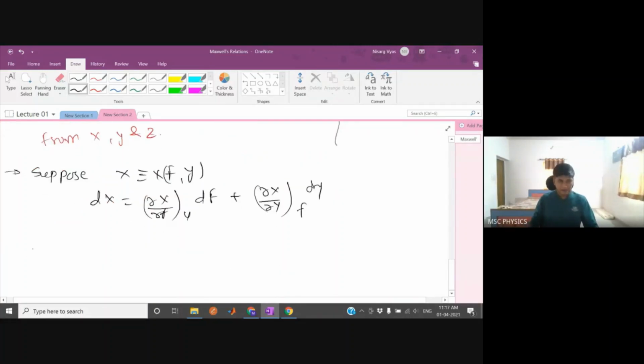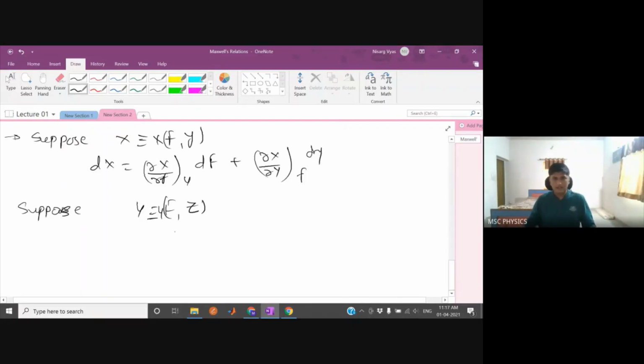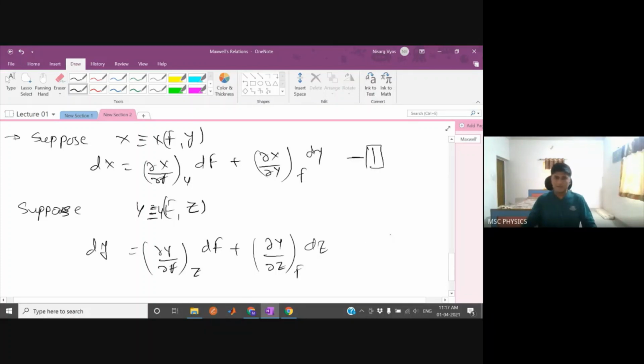Okay, now if suppose instead of x you want y to be a function of something, so y is a function of f and maybe z. This is from your book. So if suppose y is a function of f and z, then you can write dy as del y by del f at constant z df plus del y by del z at constant f dz. Now this is equation number 1. This is equation number 2. Now you can equate both of these equations.